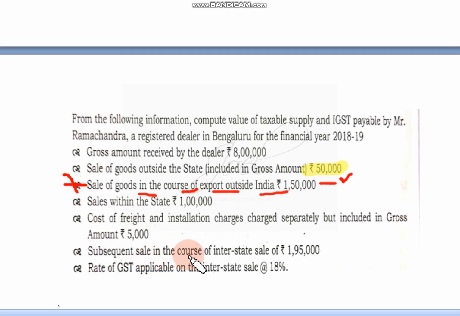Next, subsequent sales in course of interstate sale. See, interstate sale, it is outside the state. So you have to consider these items. Interstate sale of rupees 1,95,000. So all this information is essential for us. Interstate transaction means it is between two states. Remember these things. Sale within the state is 1 lakh. So out of this 8 lakh, 1 lakh is within the state, remaining all is outside the state, whereas one item included is export outside India. So based on this information, we can calculate the things.